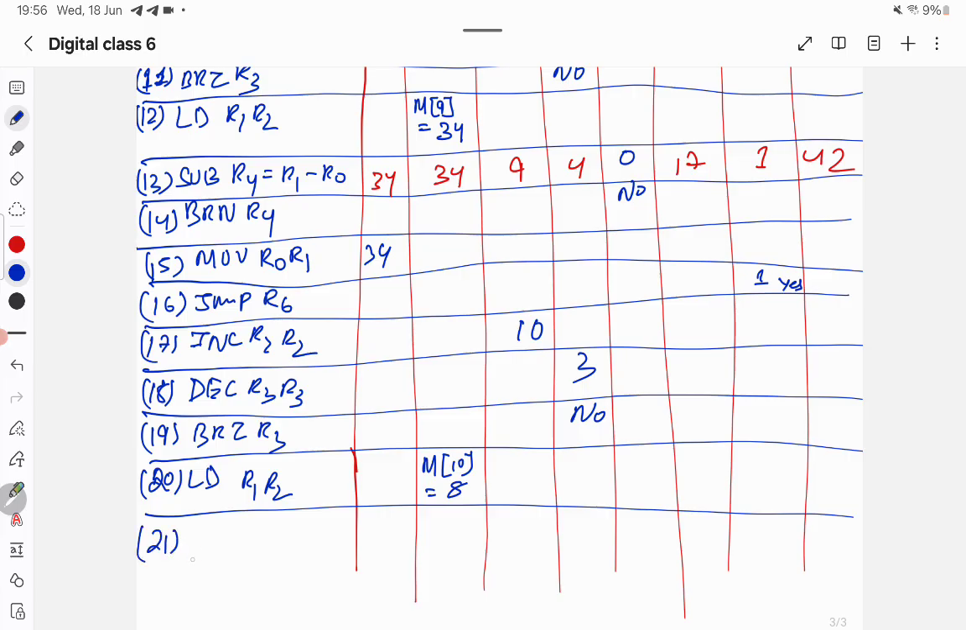21. Tell me the next one. Sub R4 equal to R1 minus R0. R1 is 8. So 8 minus 34 is minus 26, right? Am I correct? Yes.